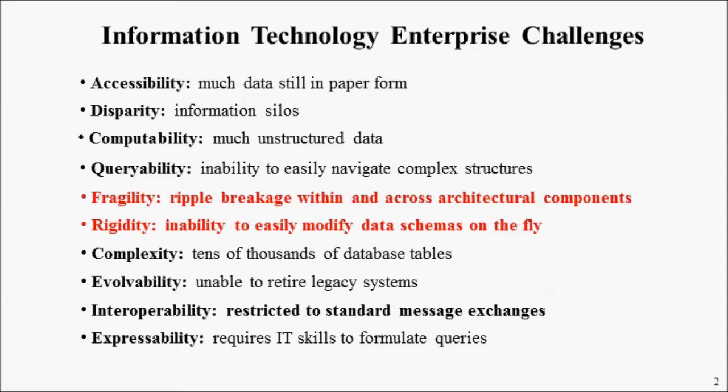Information technology has a number of challenges associated with it. For today's presentation, we're going to look at two. We're going to look at something called fragility. In today's multi-tiered architecture, oftentimes you have the problem where one of the tiers has a change, and that change causes a ripple effect that breaks other layers. The second challenge is one of rigidity. It's the inability to easily modify data schemas on the fly.